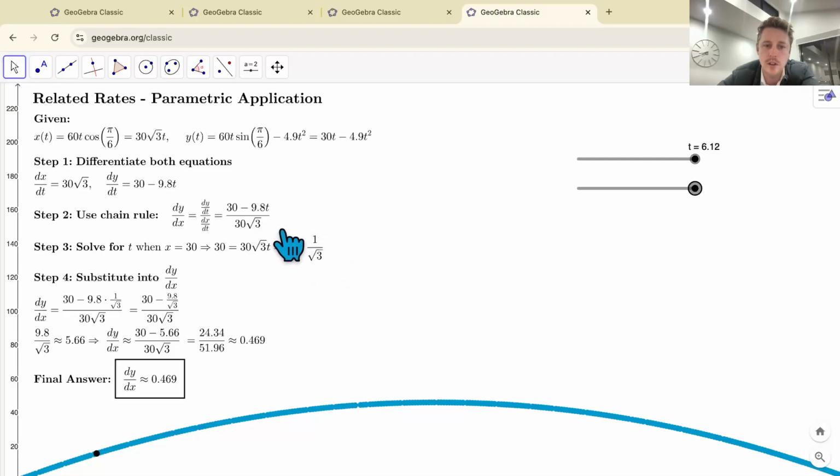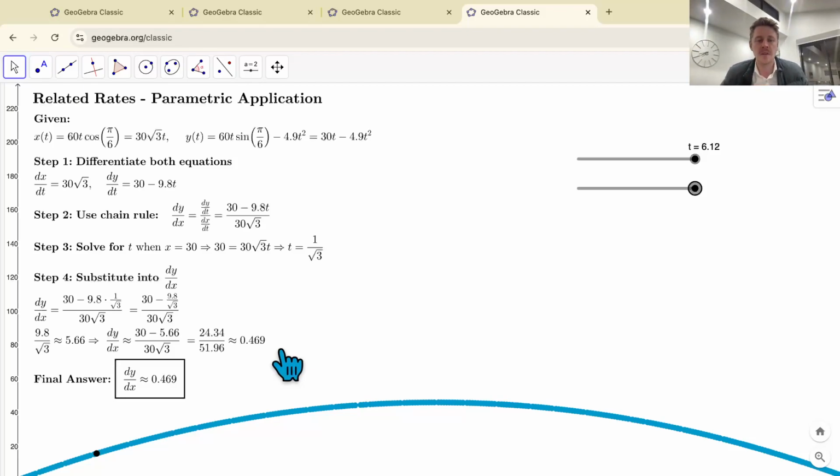So that tells us how long the ball's been in the air when it's a distance of 30 meters horizontally. Okay, and now we know that because that was the only thing we didn't know in our formula. We didn't know what t was. Now we know t, so we're going to sub that in. You're going to get this messy thing here. You get dy/dx equals this. Simplifies to this. This fraction here is approximately 5.66. So you get 30 minus 5.66 over 30 root 3, which is approximately 0.469. And so our final answer for dy/dx is 0.469.